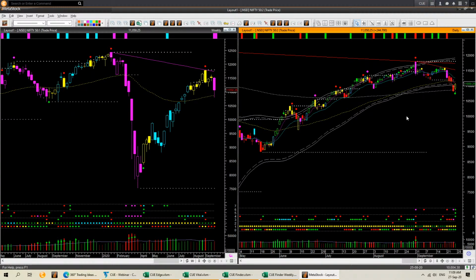The India market is not in an uptrend anymore. If you look at the daily chart, it has lower high and lower low. Therefore, for short-term trading, it's not in an uptrend anymore.